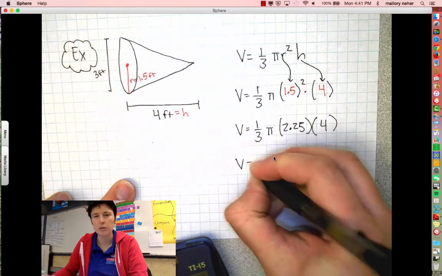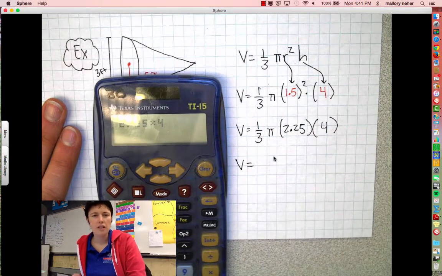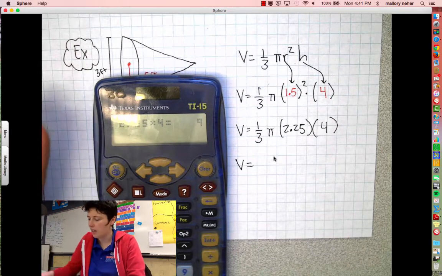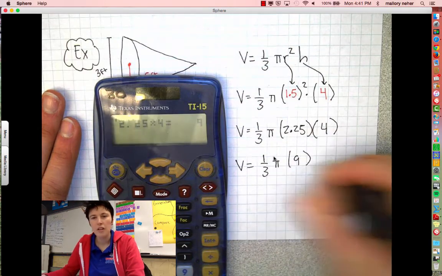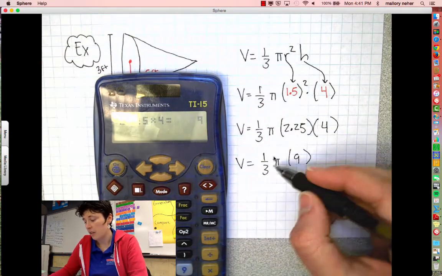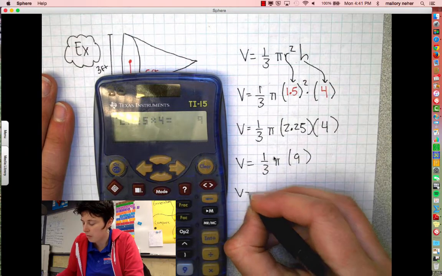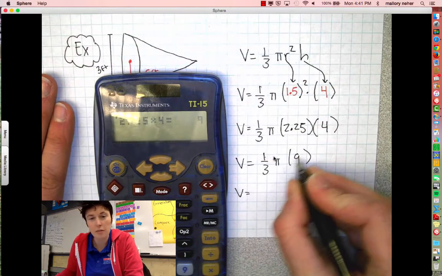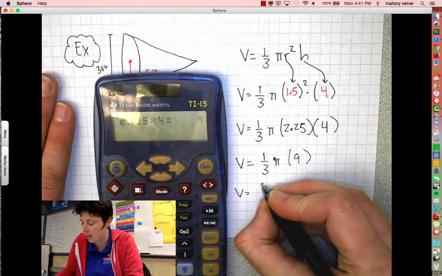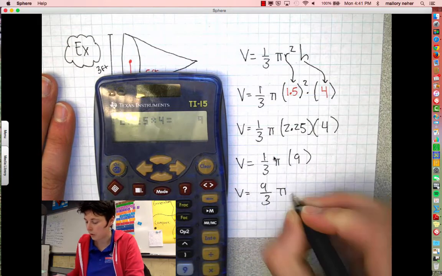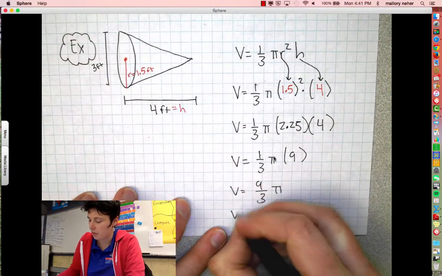All right, so volume equals, let's go to the next step. Let's do 2.25 times 4. We get, oh, a nice number, 9. So we get 1/3 pi times 9. Okay, well then, let's think about this 1/3 times 9. Really, what that means is I have volume equals 1 times 9 divided by 3. That's what that really is. 1 times 9 divided by 3. Well, that's 9/3 pi. So 9 divided by 3, I don't need a calculator for that. That's 3. So volume equals 3 pi.